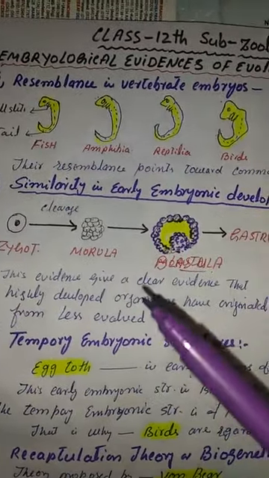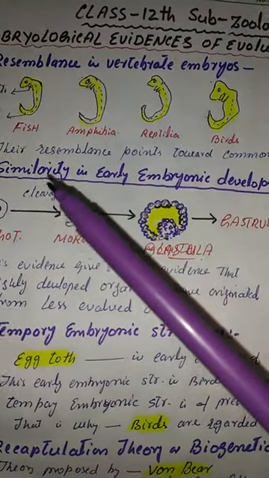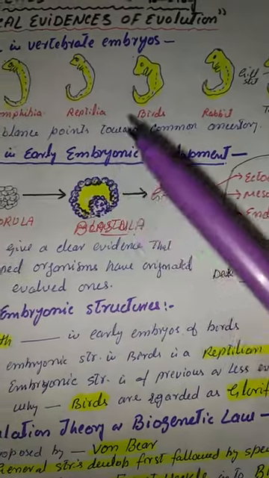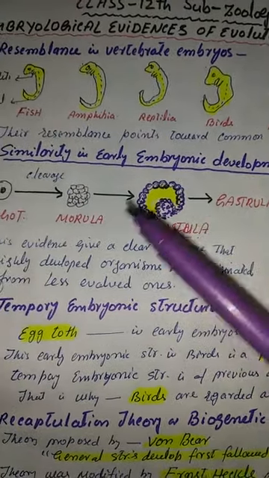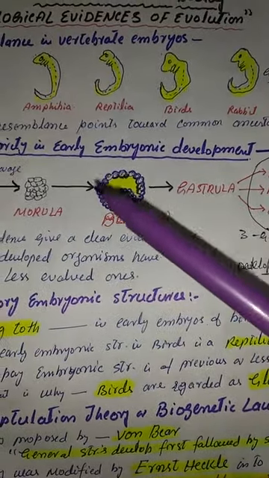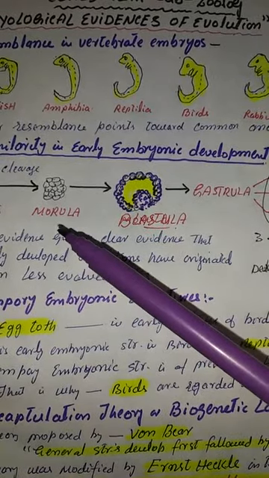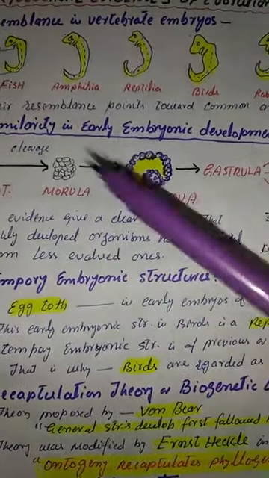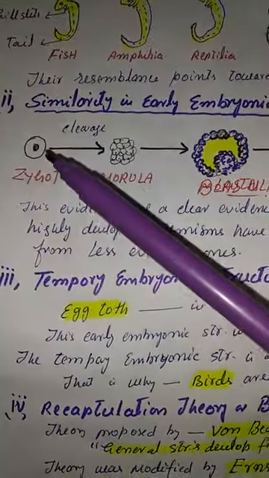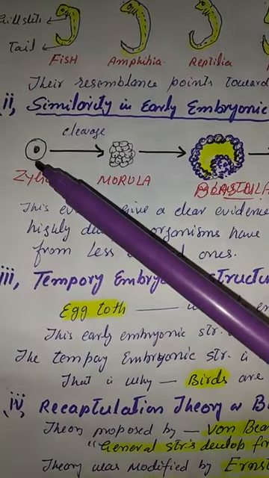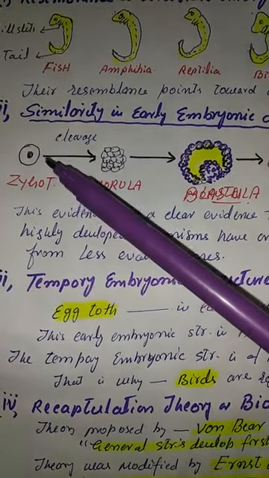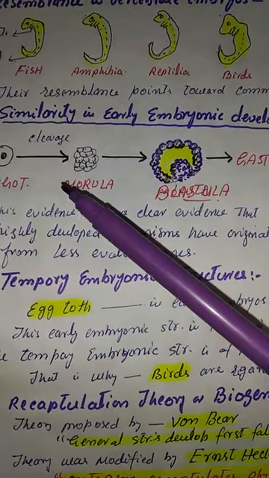The second embryological evidence is the similarity in early embryonic development. Now, the early development in triploblastic animals, that is from platyhelminthes to mammals, is similar. For instance, first of all, fertilization, the zygote is formed, which after the cleavage, which is a sort of cell division, gets converted into the 8-celled morula stage.